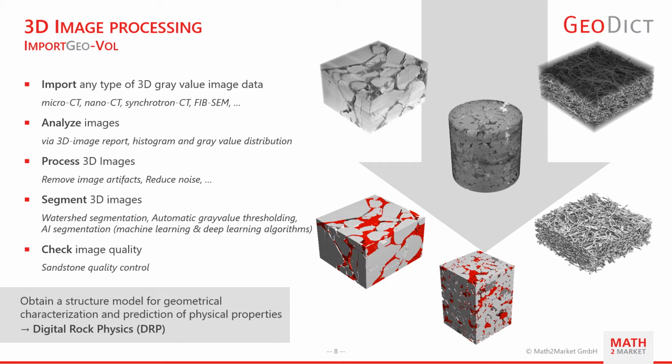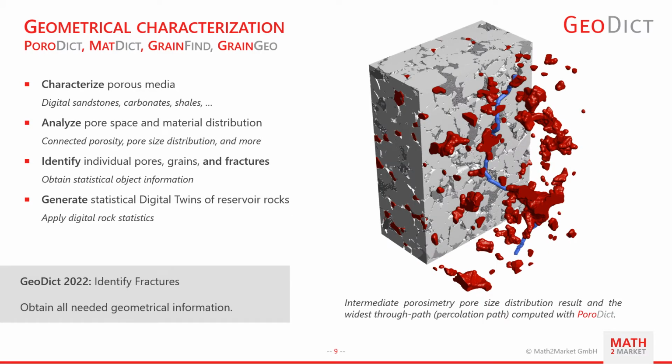And having obtained a structure model in GeoDict, one may advance to geometrical characterization and the prediction of physical properties. And that's basically what we call digital rock physics. With the GeoDict modules for geometrical characterization, you may characterize any porous media. You may analyze the pore space and material distribution. You may identify individual pores and grains. And new to GeoDict 2022, you may also identify fractures based on characteristic thresholds. And last but not least, you may generate digital models or even statistical digital twins of your reservoir rocks.